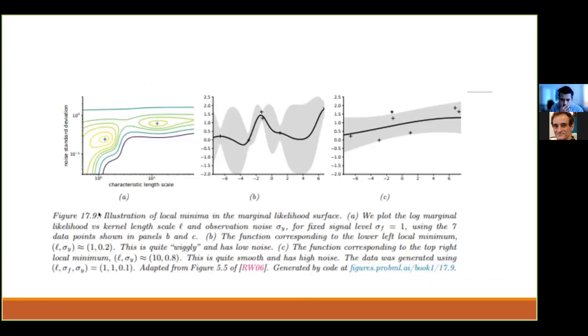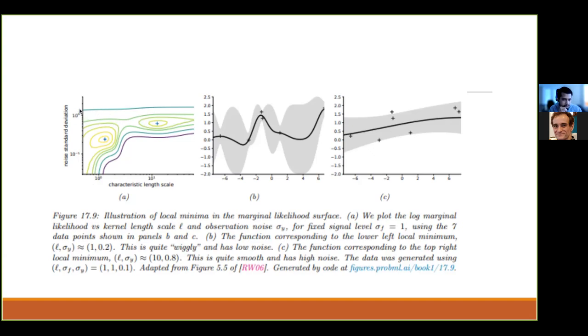Okay, so here is a demonstration of the effects of the variables that we saw earlier: sigma y, sigma f, and l. Here we plot the log marginal likelihood. This y-axis represents the noise standard deviation, the amount of noise. If it is large, then there's a lot of noise, so the length scale wouldn't matter. That's why it's like a line.